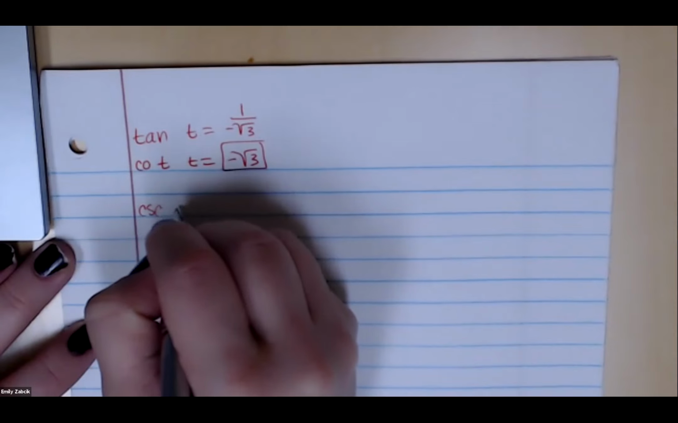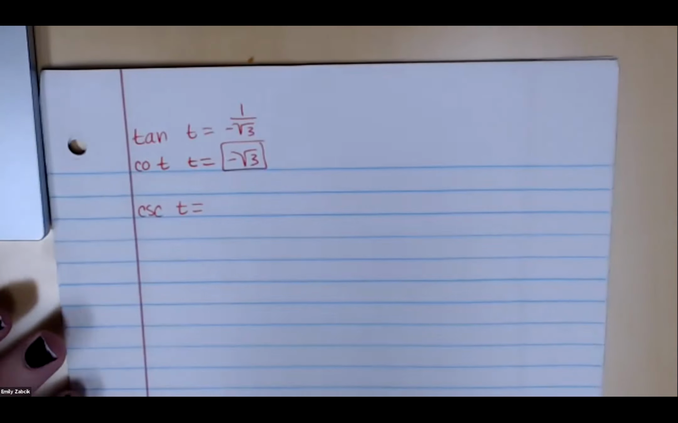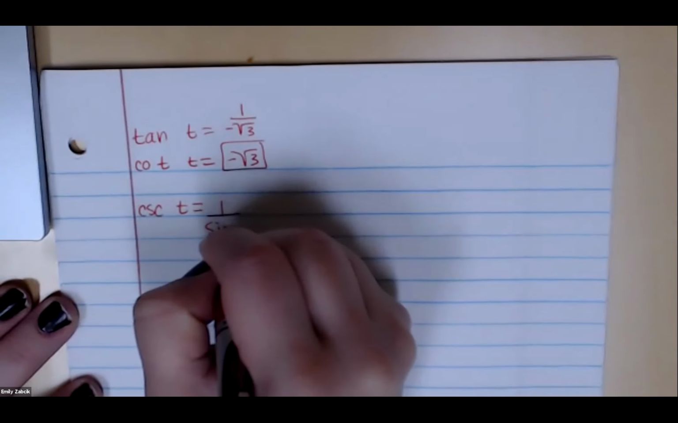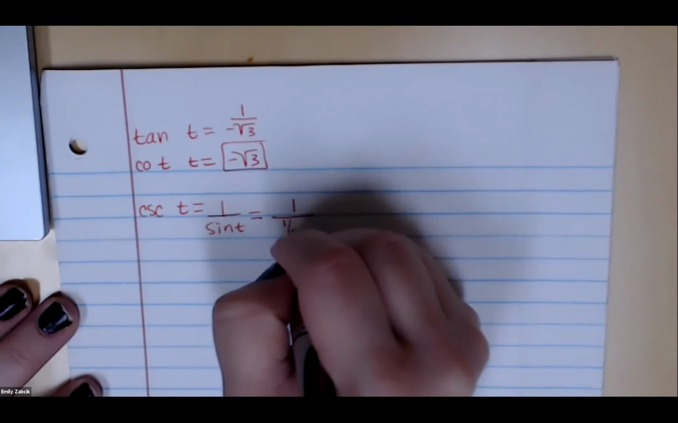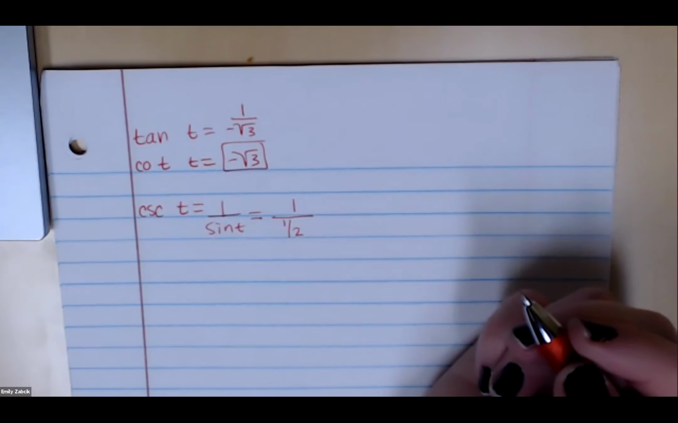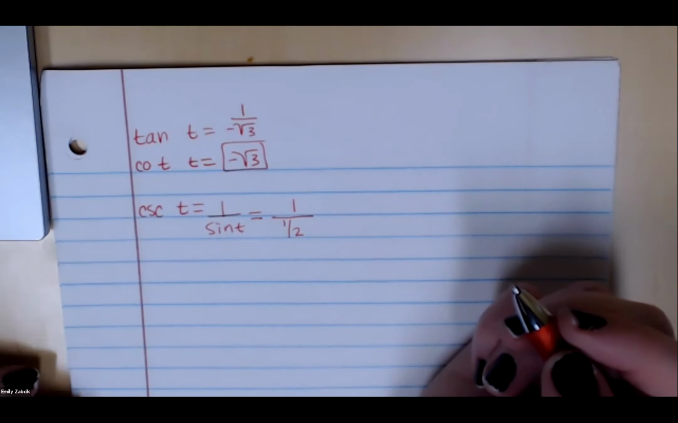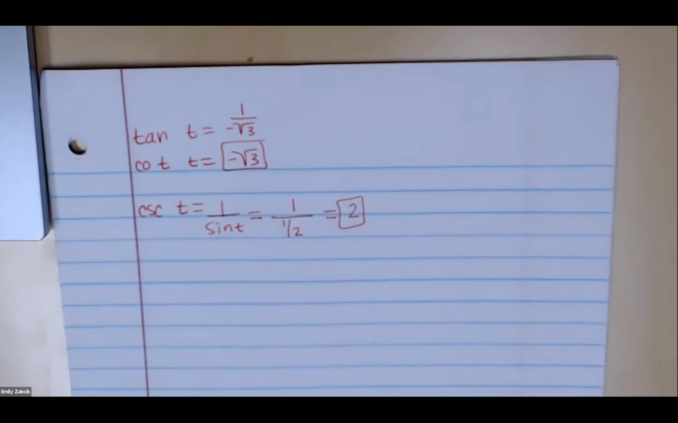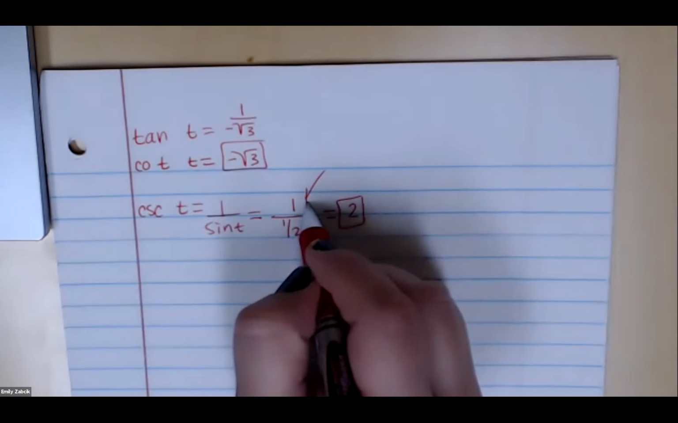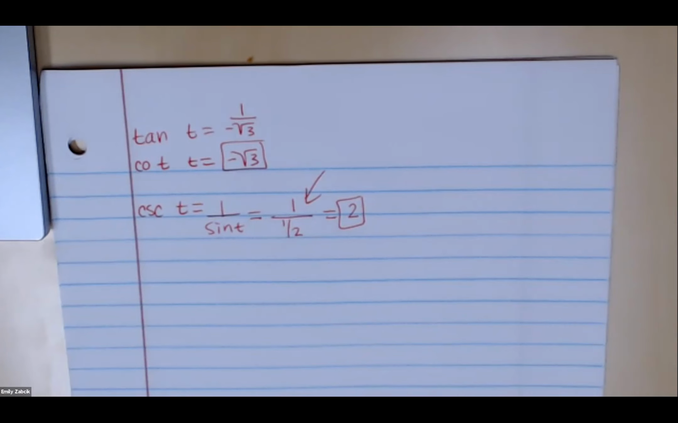Let's look at cosecant. Now, cosecant is 1 over sine. So that means I'm going to have 1 over my sine, which is 1/2. You can see why we start with sine and cosine before I dive into the other four. And so that reduces out to positive 2. Do not leave 1 over 1/2. Please simplify as much as possible.